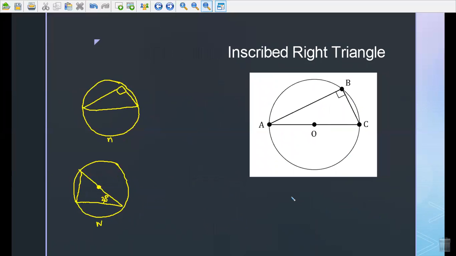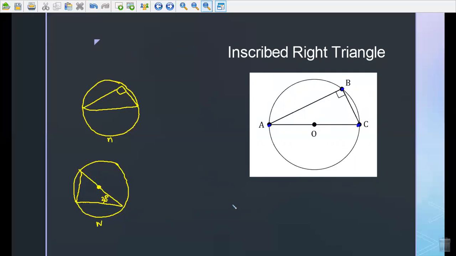An inscribed right triangle. Before, we talked about an inscribed angle, where your vertex was on the circle. Well, an inscribed right triangle means that all of your vertices are on the circle. So here I have A, B, and C all on the circle. So that means this is an inscribed right triangle. It's kind of like the biggest triangle you can fit inside that circle. But specifically, I'm working with a right triangle or the diameter.